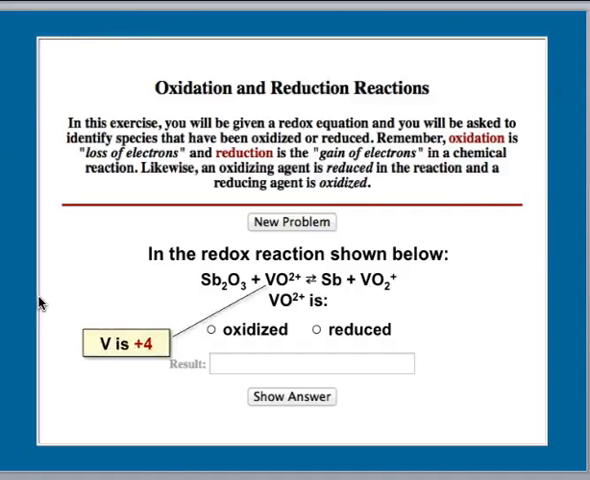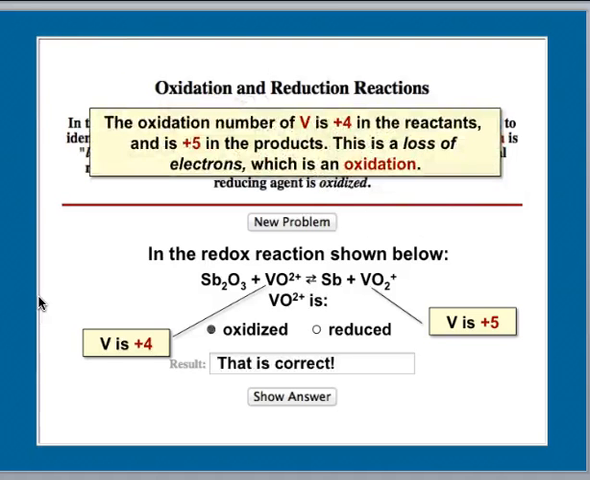Here we have vanadium dioxide with a +1 charge. How many negatives do we have? 4 of them, right? If we have 4 negatives and we're still +1, how many positives? Gotta be 5. So our vanadium has gone from +4 to +5. Does that mean it gained electrons or lost them? It lost an electron. It has been oxidized.